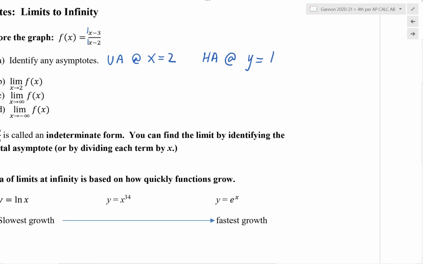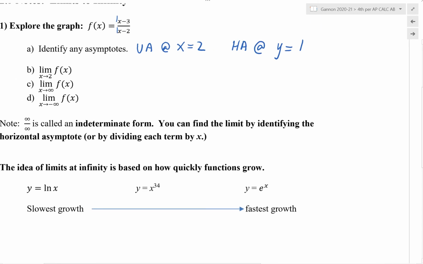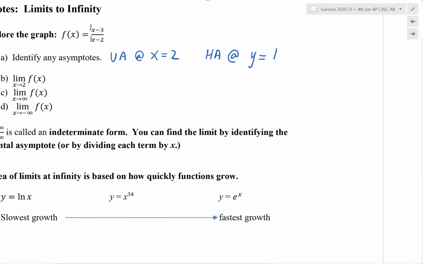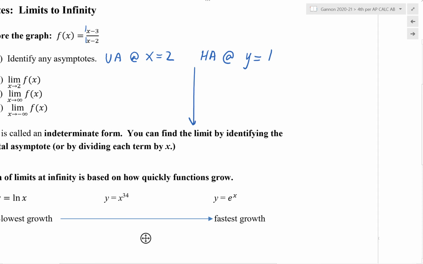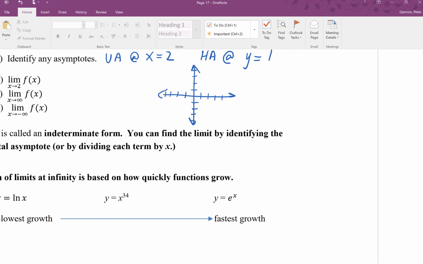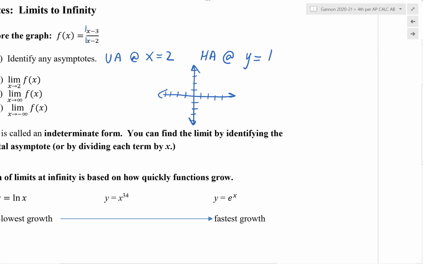Now, if we sketch a quick graph, that's going to help us talk about the limits as x approaches 2, as x approaches infinity, and as x approaches negative infinity. So if we draw a quick sketch of that graph, based on what we just found, there is a vertical asymptote at x equals 2 and a horizontal asymptote at y equals 1.